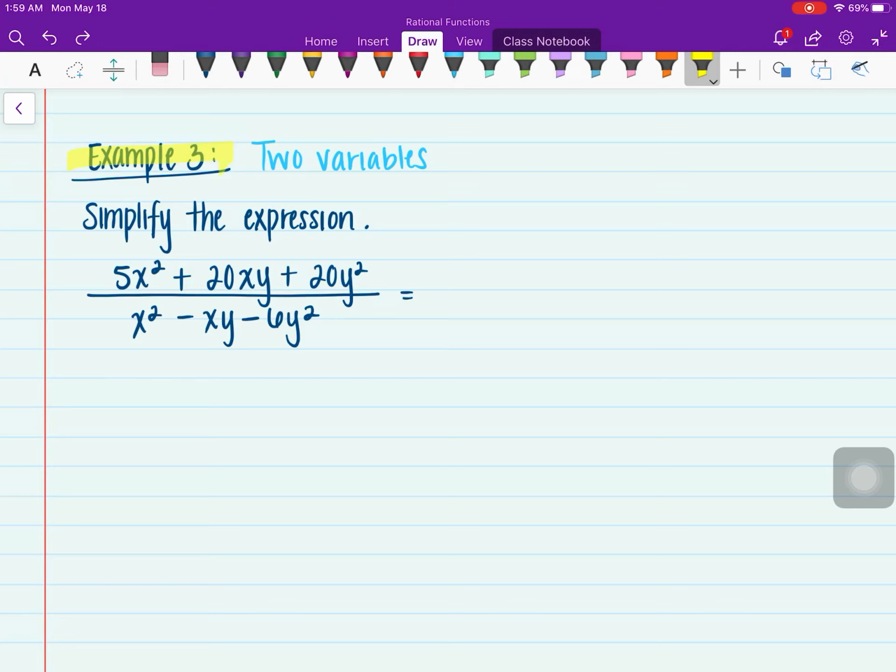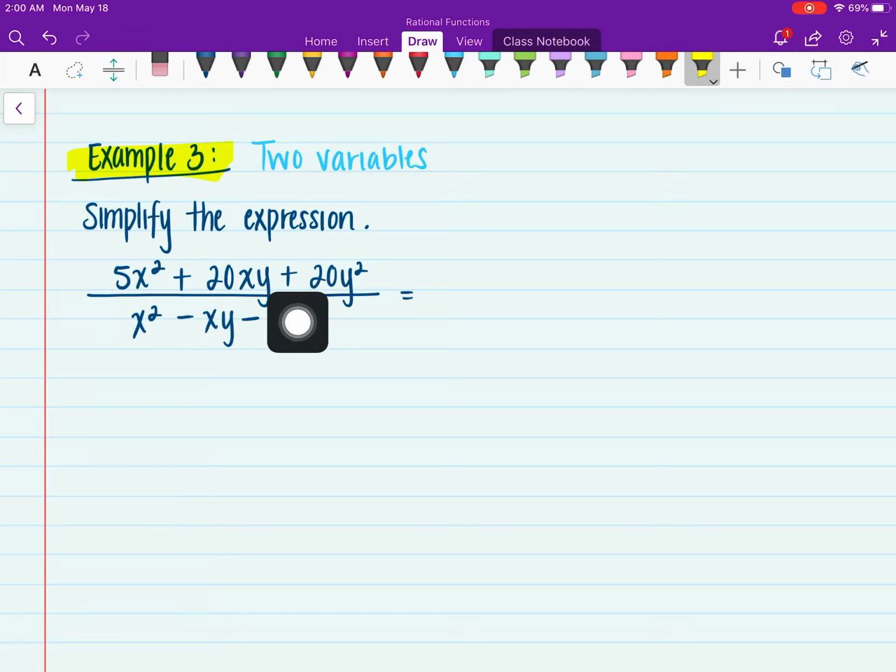Alright, you guys, so let's go ahead and get started on example 3 here. In example 3, we are focusing on expressions that contain two variables. If you take a look at the expressions here, we have 5x squared and we also have a 20y squared. So each of the terms has a variable, and this works for both of them. I'm going to start working with the top one first, our numerator.